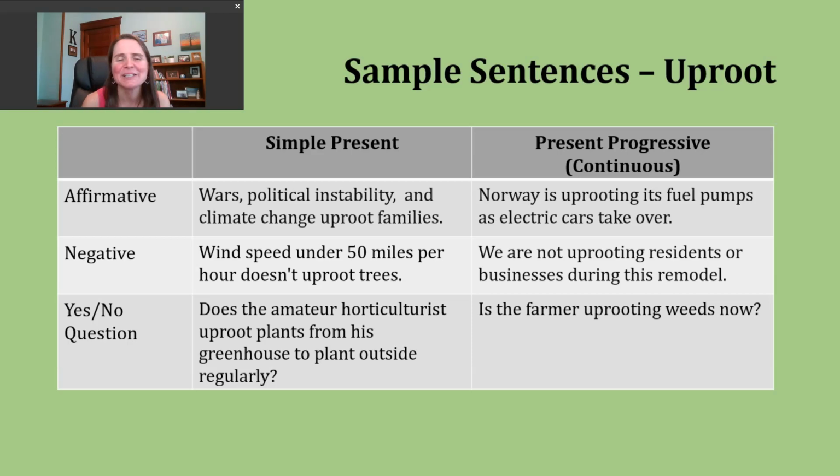Finally, let's take a look at a yes or no question here in the present progressive. To do this, start with your form of be, whatever form matches that subject that comes next, then use the ing form of the verb. Here's another example. "Is the farmer uprooting weeds now?"